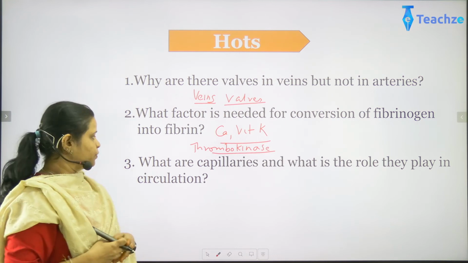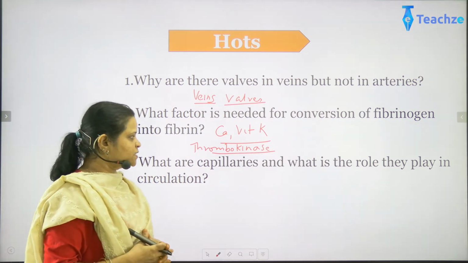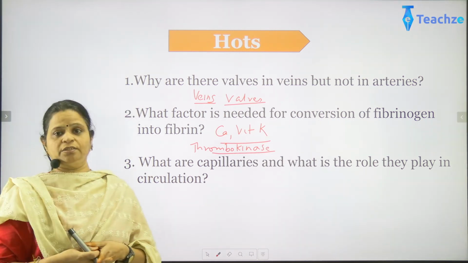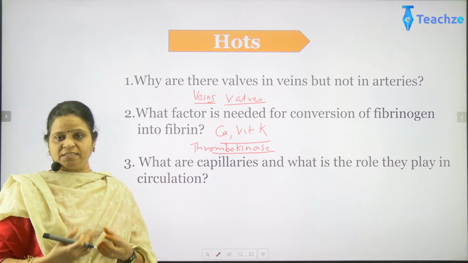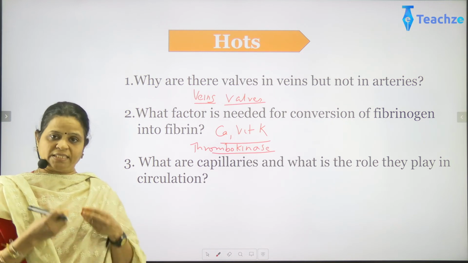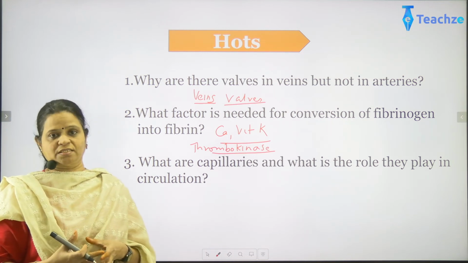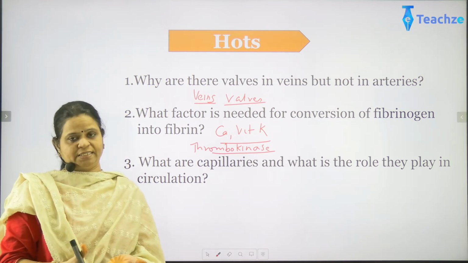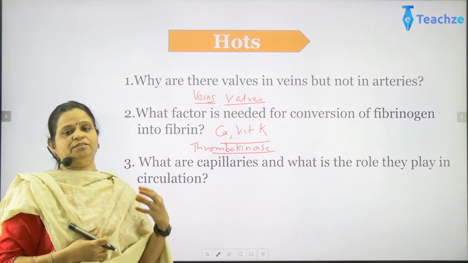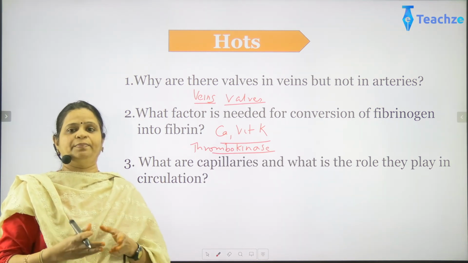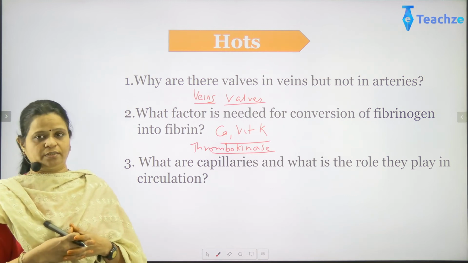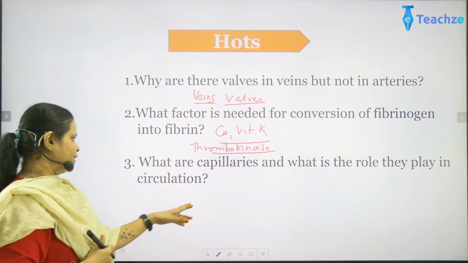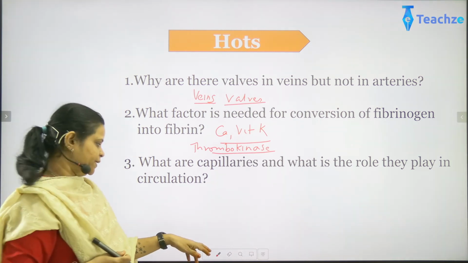Now what are capillaries and what role do they play in circulation? Capillaries are the areas where the exchange of substances or materials occurs, whether it is digested food or the gases. That is in between the arteries and the veins. The arteries join the capillaries, and then the capillaries join together to form the veins, and that's how the entire circulation happens. So capillaries help in exchange of all these materials.